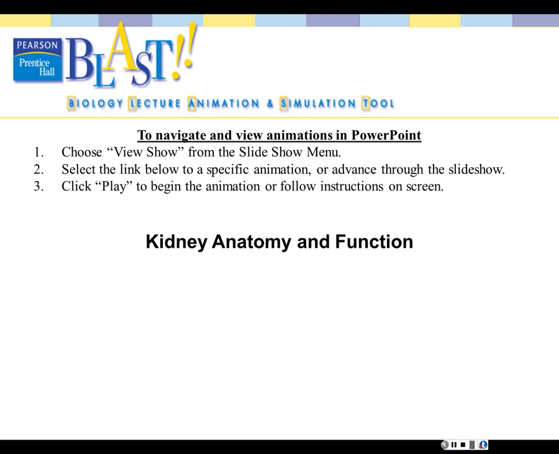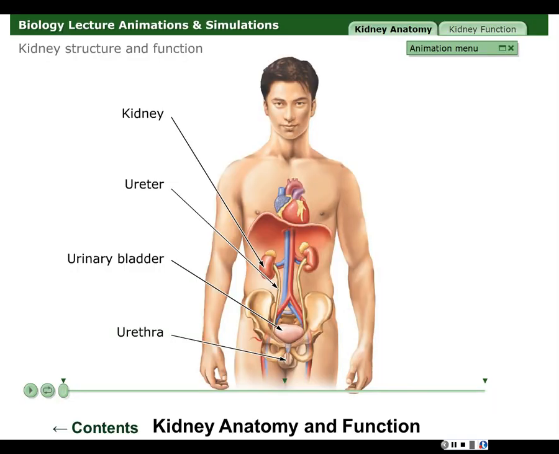Which endocrine glands are associated with your kidneys? Adrenal glands. We also learned that the kidneys themselves have endocrine ability by producing renin, which regulates eventually our blood pressure, which we'll talk about on Thursday.